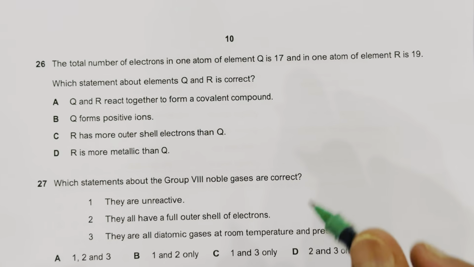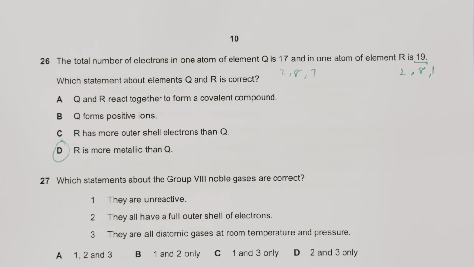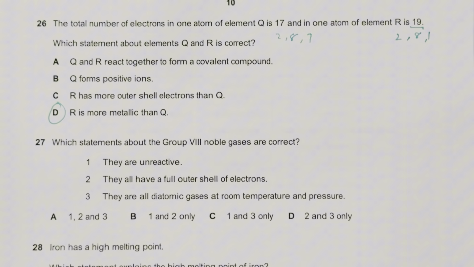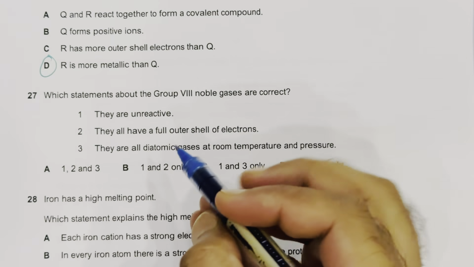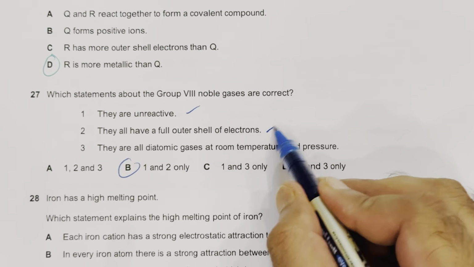Okay, 27. Which statements about group 8 noble gases are correct? They are unreactive. Yes, we know that they are unreactive. They have full outer shell. Yes. They are all diatomic. No, they are monatomic. So option number B is correct because 1 and 2 are correct.